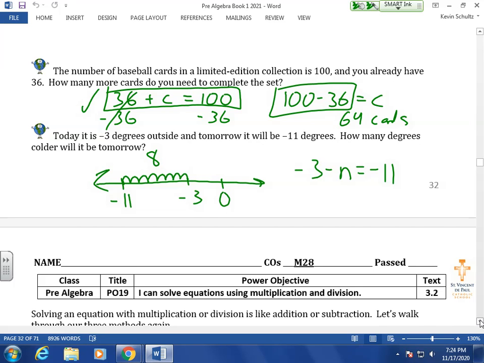Your answer shouldn't be negative 8, because how many degrees colder will it be tomorrow? Negative 8 degrees. You don't really say it like that. It's 8 degrees colder. That word colder kind of implies that we're going further negative. So if you put negative 8, I wouldn't mark it wrong, but just know that grammatically saying it's going to be negative 8 degrees colder isn't really what we say. It doesn't really make sense.